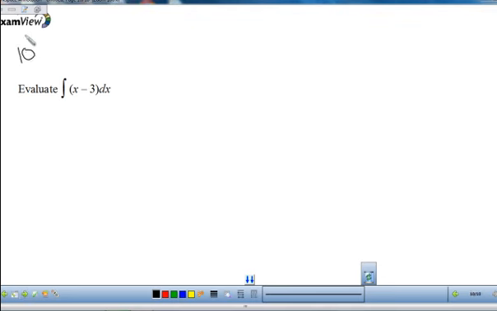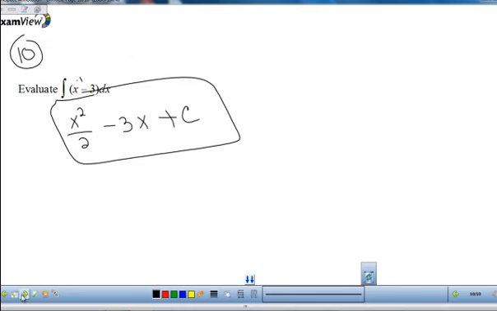Okay, number 10, evaluate. Again, we're just finding the antiderivative. So you're going to add 1, divide by the new exponent, subtract x, and don't forget your plus c because you're finding the antiderivative, not the area under the curve.